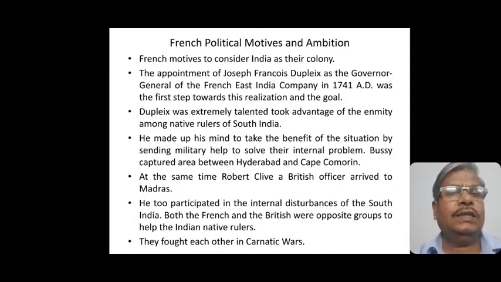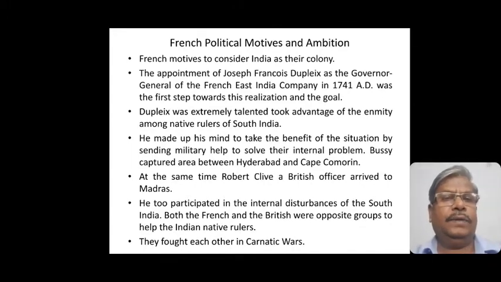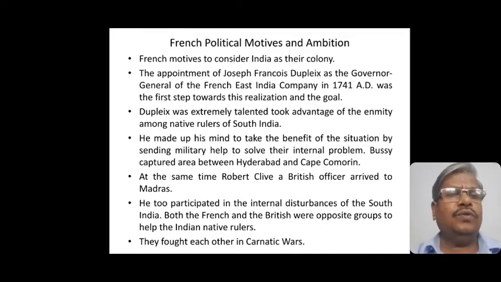Let us see the French political motives and ambition in India. The French motives to consider India as their colony. The appointment of Joseph Francis Dupleix as the Governor General of the French East India Company in 1741 AD was the first step towards the realization of their goal. Dupleix was extremely talented. He took advantage of the enmity among the native rulers of South India.